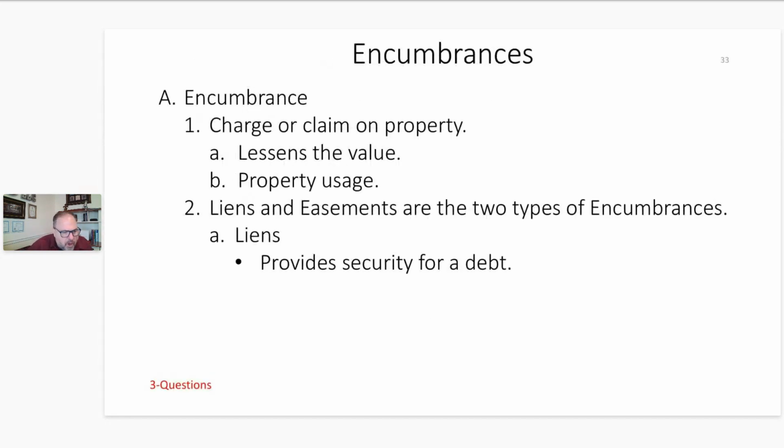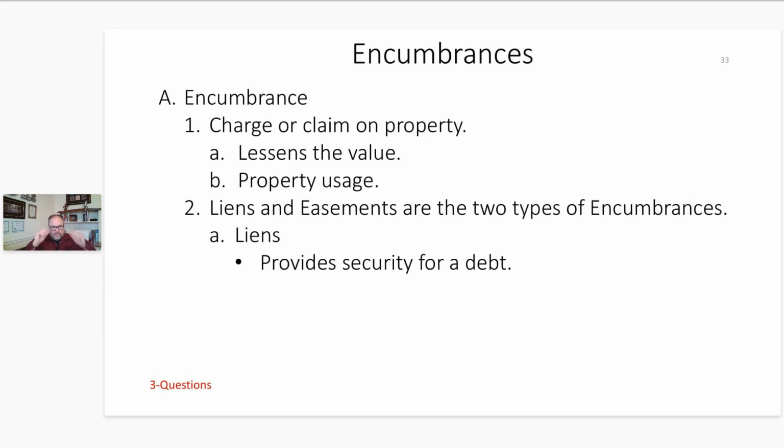All right. Let's move on and talk about encumbrances. Now, I've got 3 questions associated with this. This is another big section when it comes to the real estate exam. An encumbrance is a charge or claim on property. It does lessen the value and how the property is used. The 2 types of encumbrances you want to know are liens and easements.